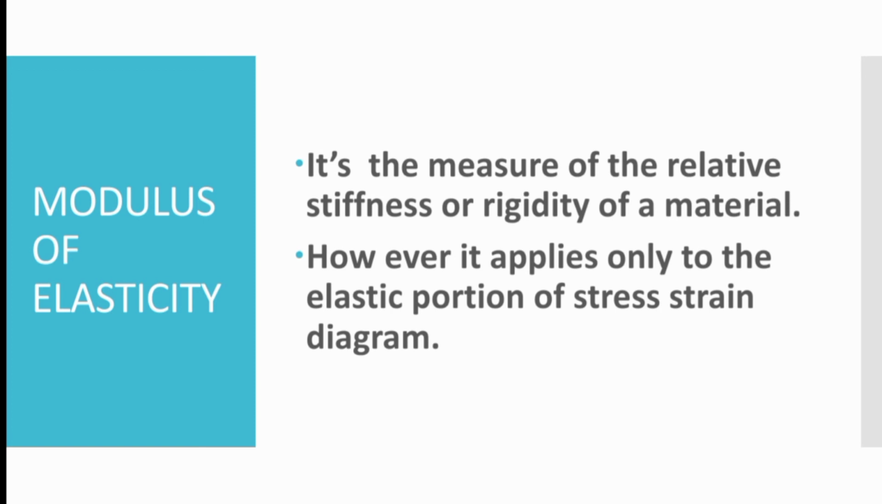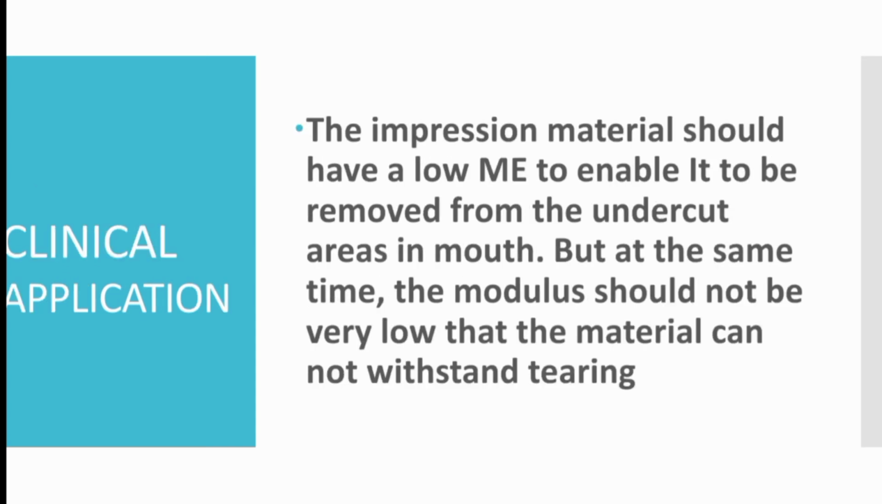Next we have modulus of elasticity. As described earlier, it is a measure of relative stiffness or rigidity of a material. However, it applies only to the elastic portion of the stress strain diagram. The slope of the stress strain graph up to the proportional limit represents the modulus of elasticity. If the slope is more, then we can say that the material is highly rigid.